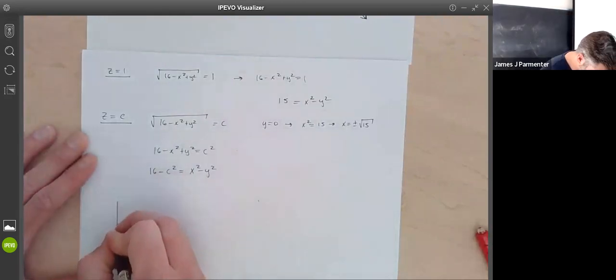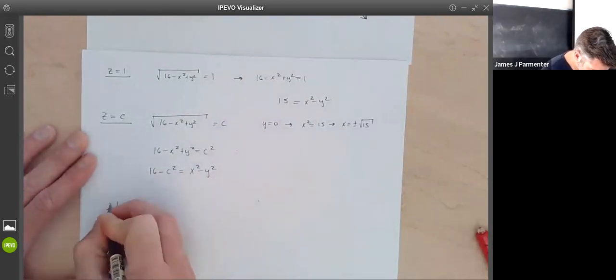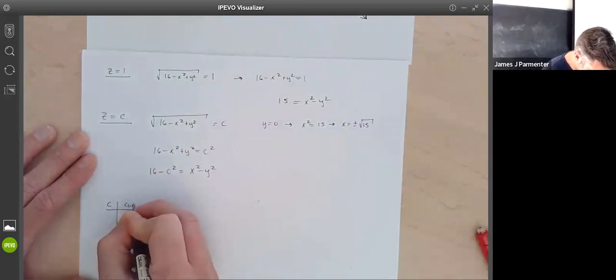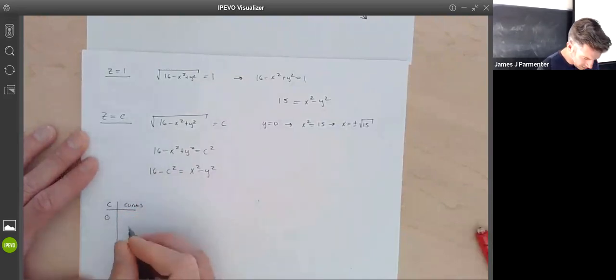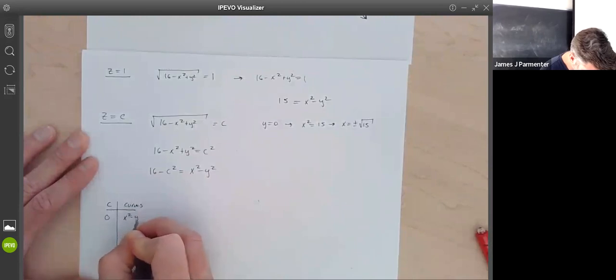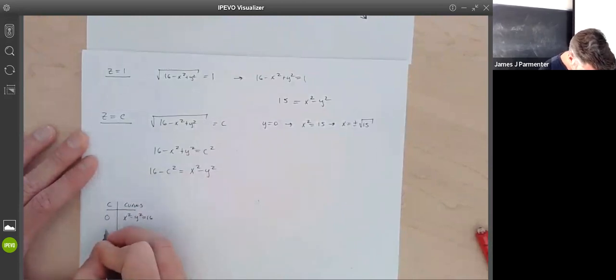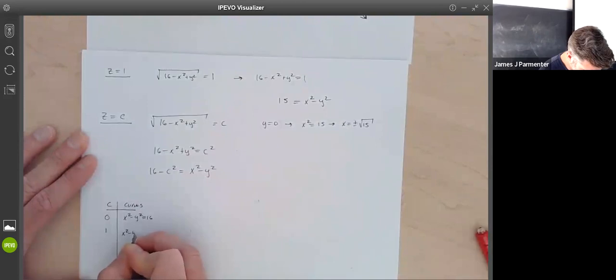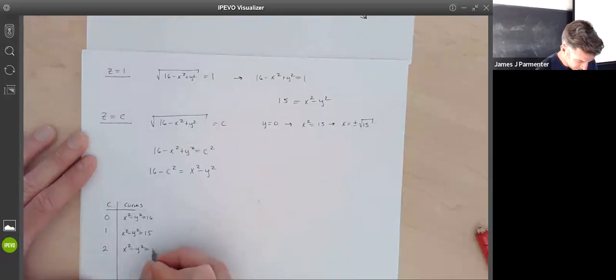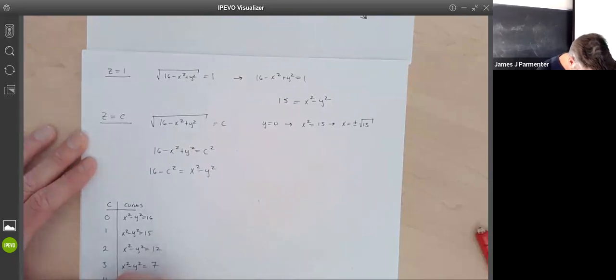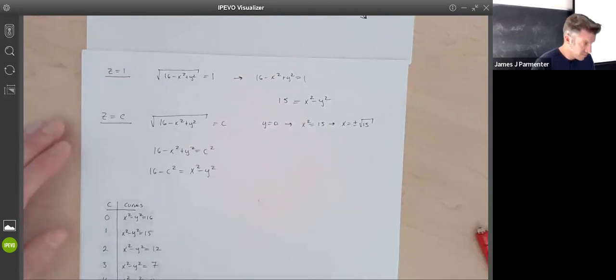So we can make a little table of c values and curves. When c is 0, we get x squared minus y squared equal to 16. When c is 1, we get x squared minus y squared equal to 15. When c is 2, we get x squared minus y squared equal to 16 minus 4, which is 12. When c is 3, x squared minus y squared equals 16 minus 9, which is 7. When c is 4, x squared minus y squared equals 0.